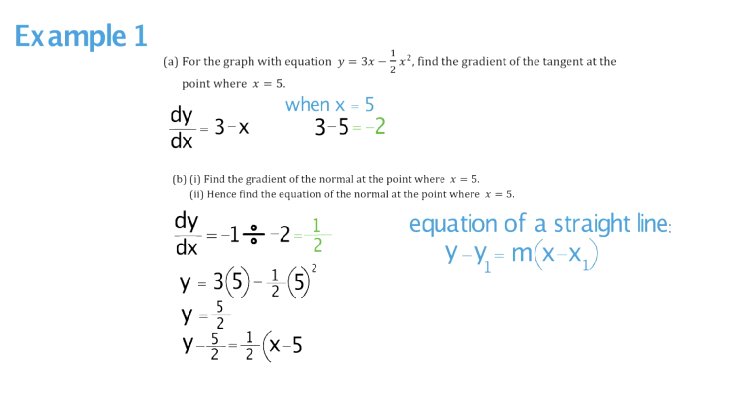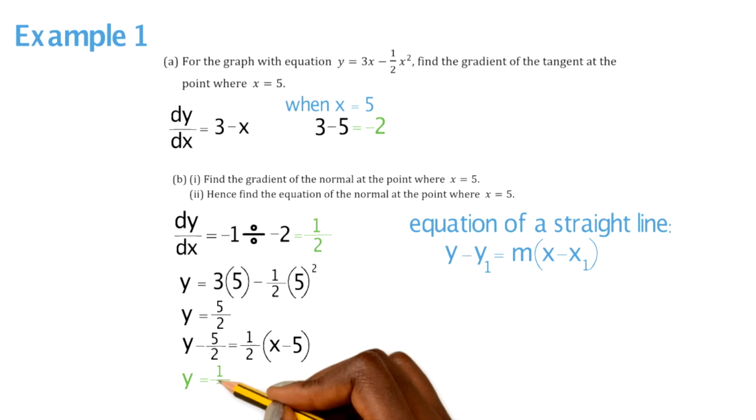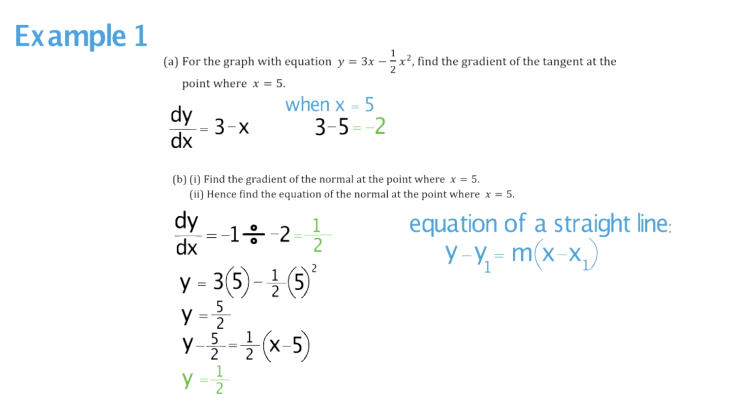If you were now to simplify and rearrange this, you would end up with y being equal to just a half x, because everything else would cancel out. And that is your final answer.